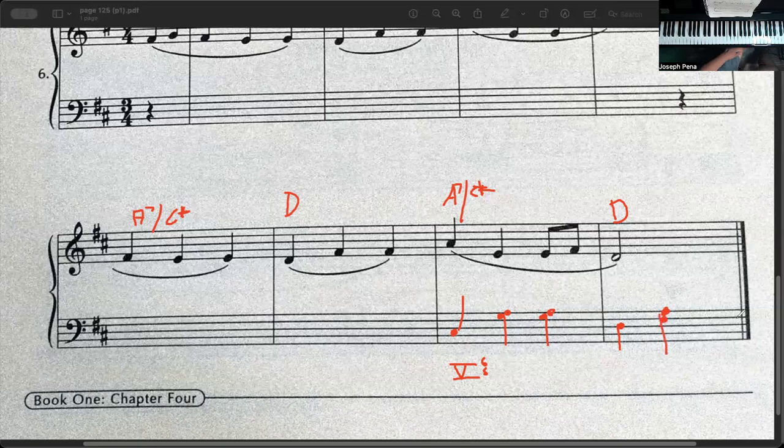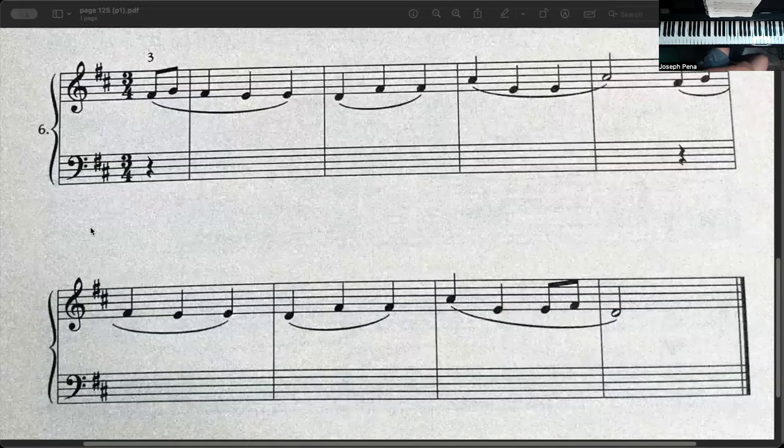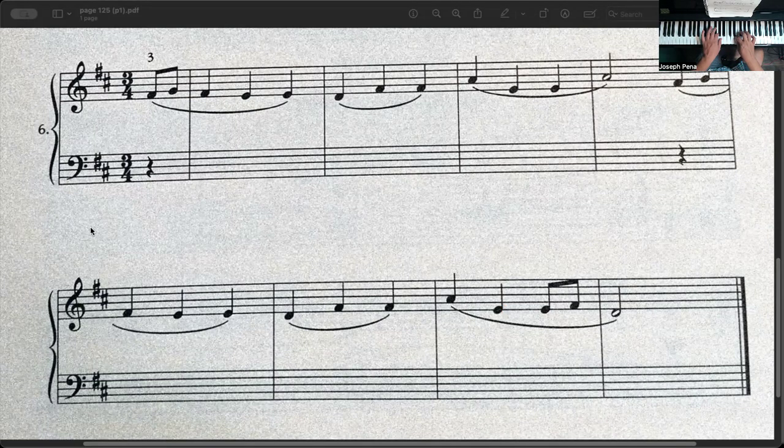All right, now let's go ahead and play the whole thing. Here we go. From the beginning, let's actually move all this out of the way so we can see the whole thing. 1, 2. And there you have it.